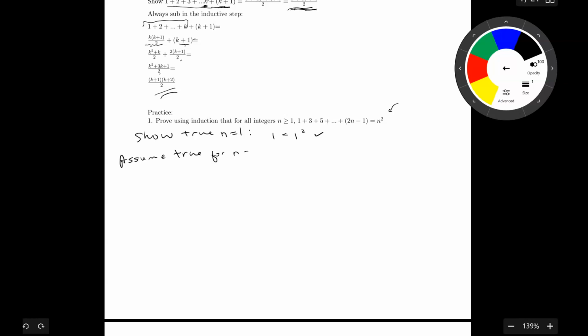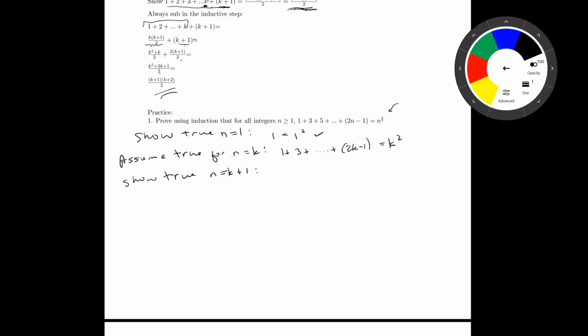Now you need to say, I assume true for n equal k. So I have to write out 1 plus 3 plus dot dot dot plus 2k minus 1 equal k squared. Now I'm going to show true for n equal k plus 1. So I'm going to come down to the next line.